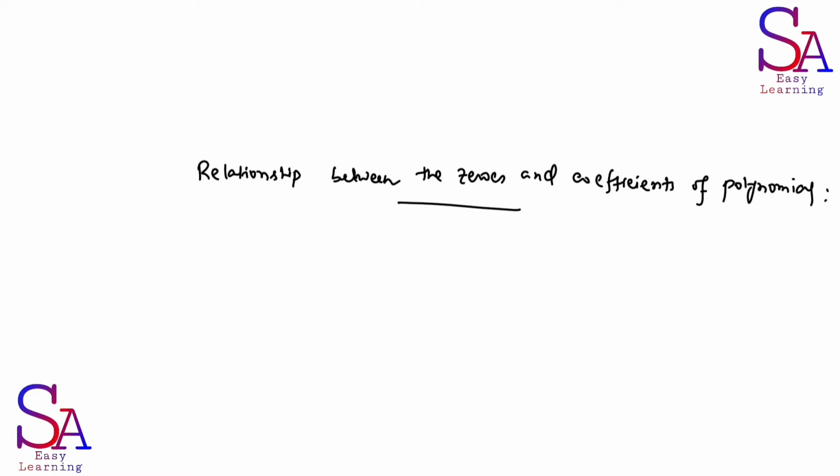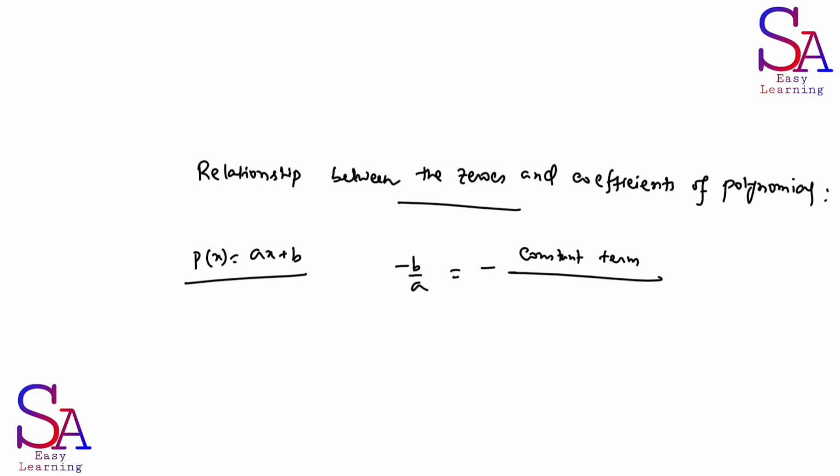Okay, we know that if we take a linear polynomial ax plus b, what is the zero of the polynomial? Minus b by a. We found it in the previous lecture, and that equals minus b, where b is the constant term and a is the coefficient of x. But this is only for a linear polynomial. Now we say in the case of quadratic polynomial, in the case of cubic polynomial.